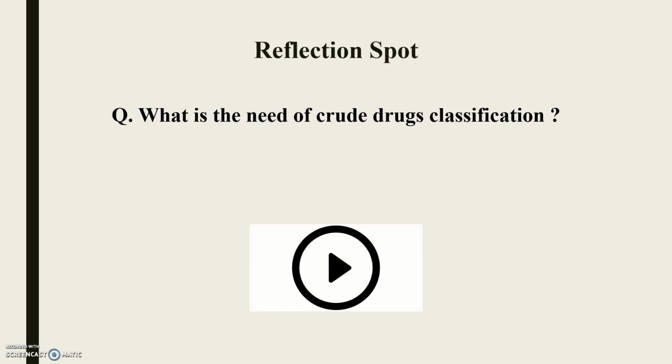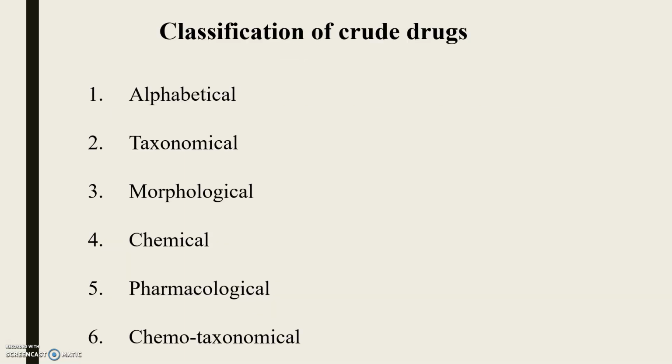Let me answer why there is a need of classification: to identify them into different groups according to their botanical names, to manage the data, to remember each plant species according to their names, and to avoid confusion. Hence, there is a need of crude drug classification.